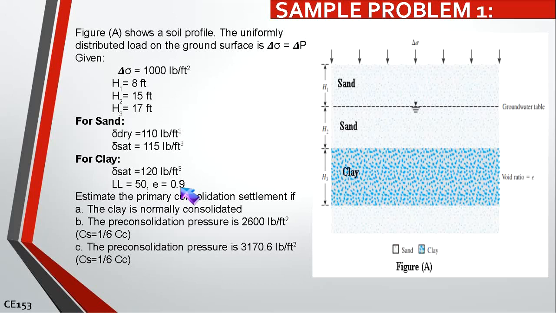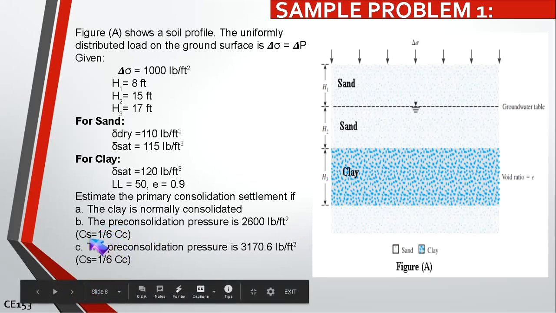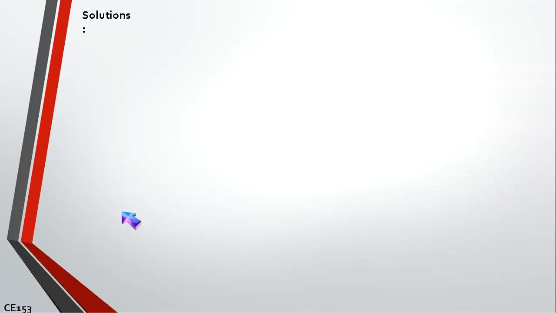We need to estimate the primary consolidation settlement if, first, the clay is normally consolidated. Second, the pre-consolidation pressure is 2,600 pounds per feet squared; we're going to use Cs equal to 1/6 Cc. And the third one, the pre-consolidation pressure is 3,170.6 pounds per feet squared, Cs also equal to 1/6 Cc. Here are the solutions.